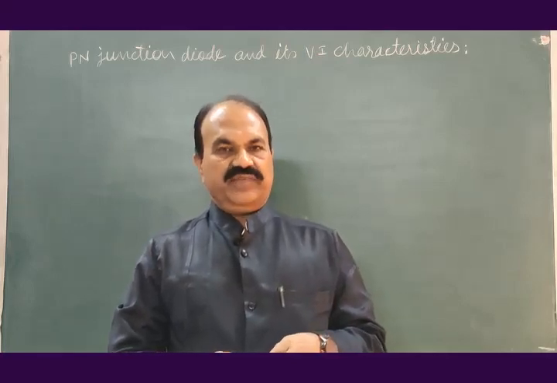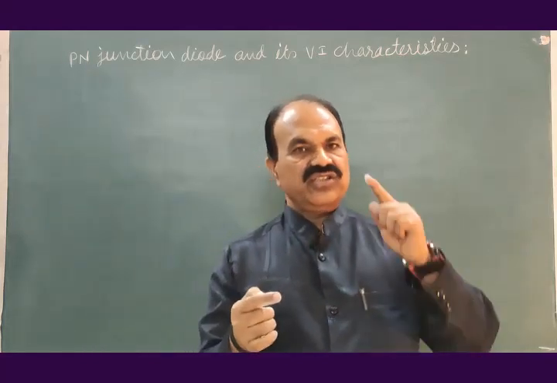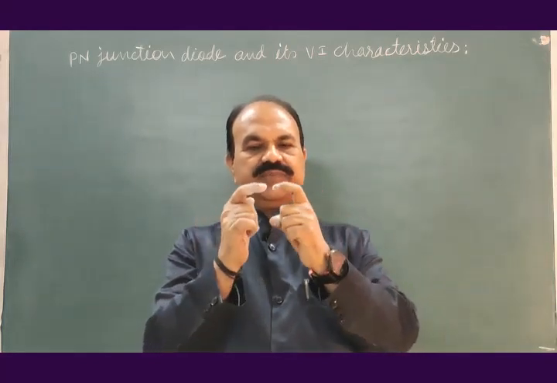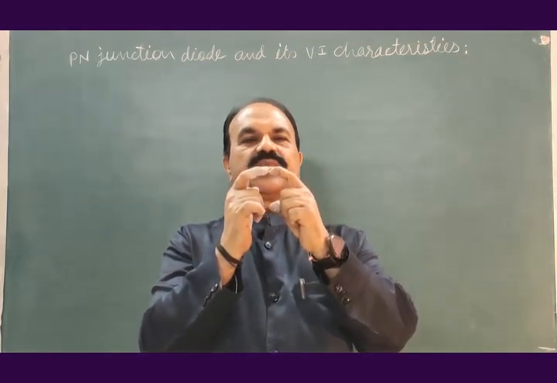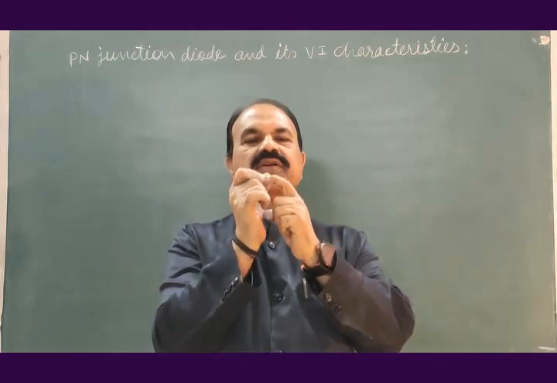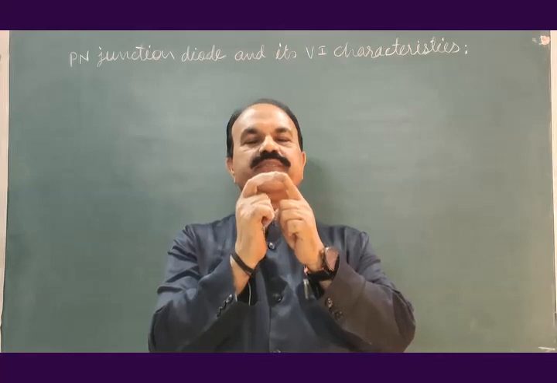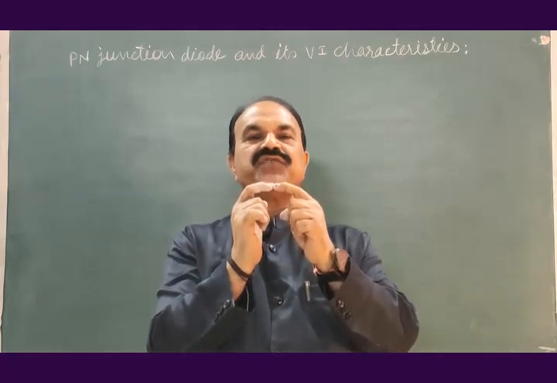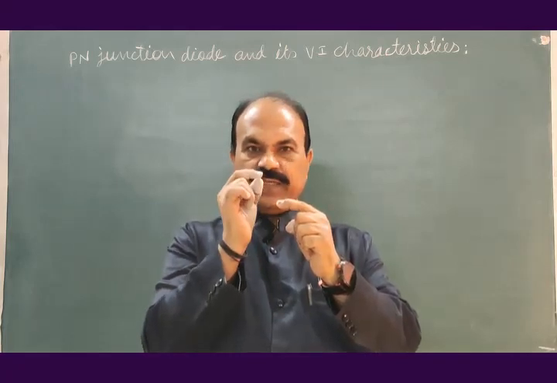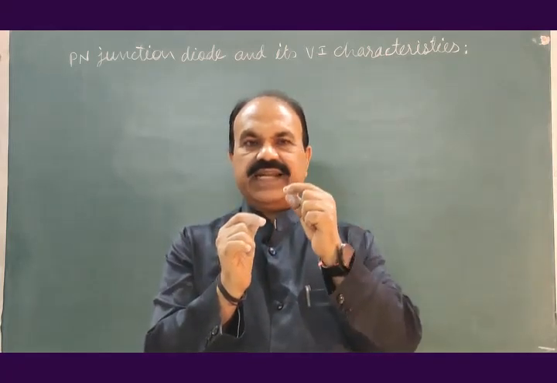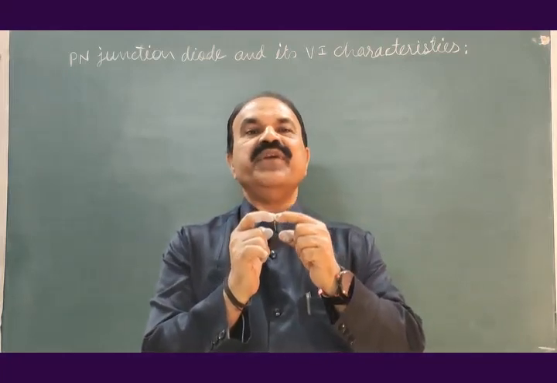p-n junction. p type of semiconductor, n type of semiconductor, connect them together. This is p type of semiconductor, this is n type of semiconductor, they are connected here. Here a junction is formed. This junction is formed between p type of semiconductor and n type of semiconductor. This junction is known as p-n junction.